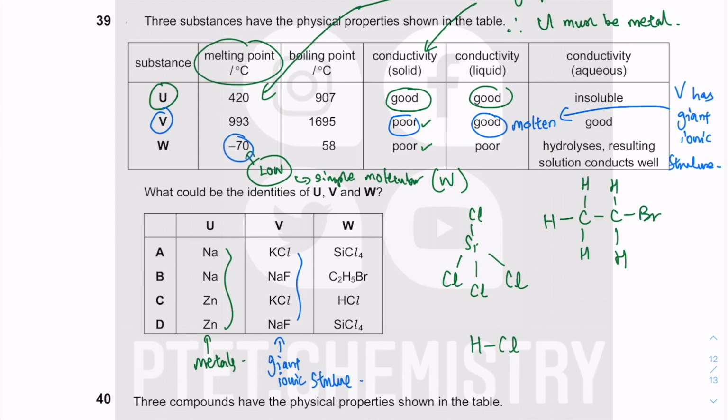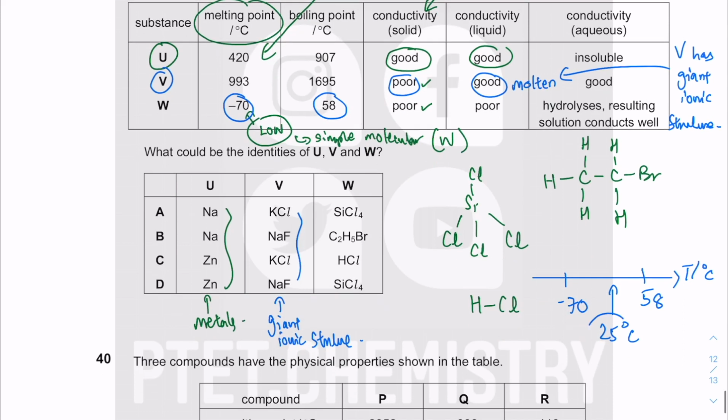Alright, minus 70 and 58. Minus 70 and 58. So if you have melting and boiling points, this is a really difficult question for O level, and I'll tell you in a little bit why. Unless you know what we are looking for, you will find it impossible to do this question actually. Alright, 25 degrees Celsius is room temperature. HCl is a gas at 25 degrees Celsius.